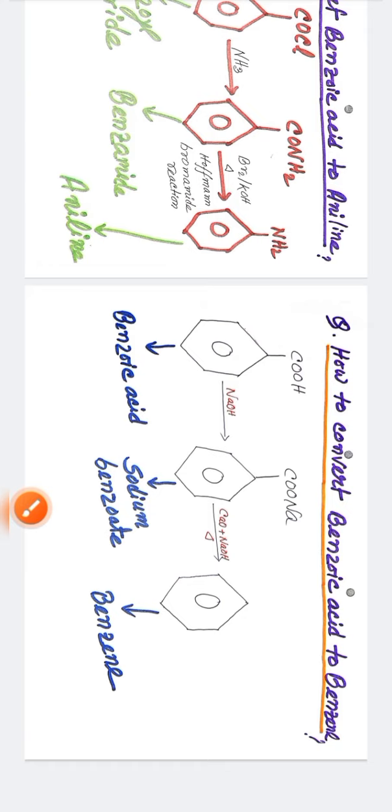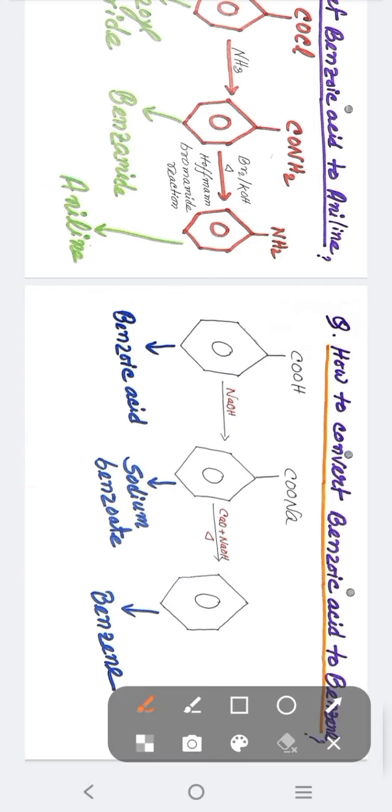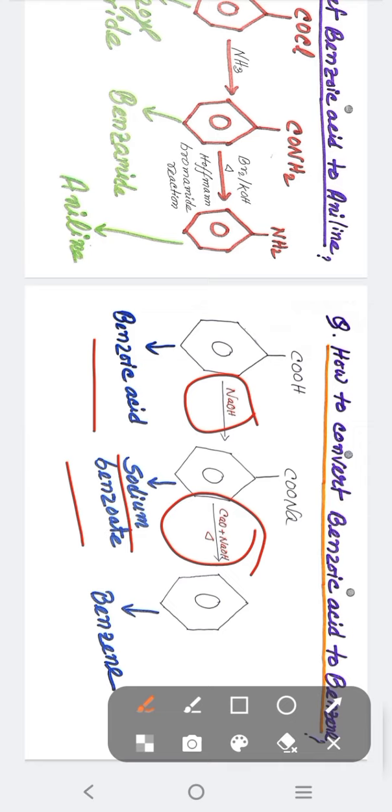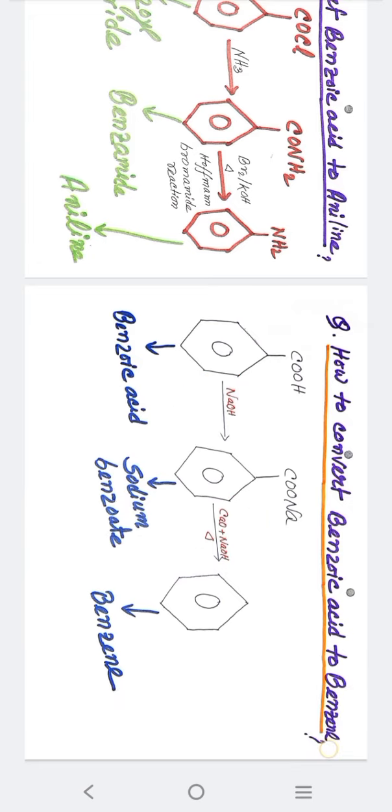Next conversion, how to convert benzoic acid to benzene. At first, benzoic acid reacts with sodium hydroxide. Product formed is sodium benzoate. Sodium benzoate reacts with soda lime, that is CaO and NaOH, in the presence of heat, to form benzene. Okay.